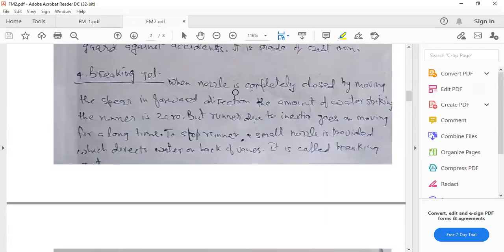Braking jet: when the nozzle is completely closed by moving the sphere in forward direction, the amount of water striking the runner is zero. But the runner, due to inertia, goes on moving for a long time. To stop the runner, a small nozzle is provided which directs water on the back of the vanes, and this is called the braking jet.